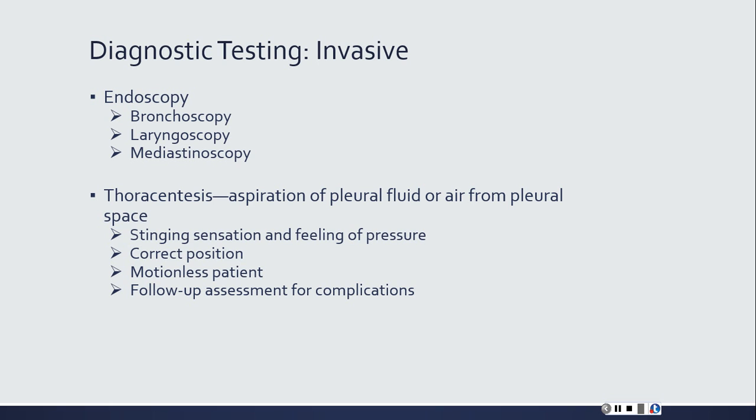Sorry. Say it again. Oh, okay. Yes. Methemoglobinemia.